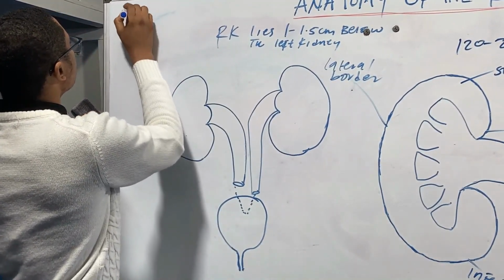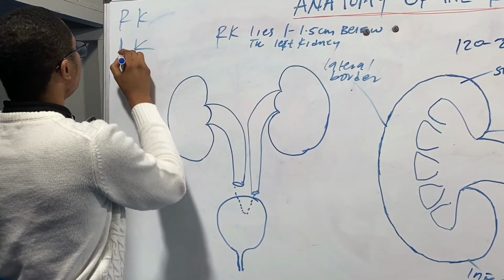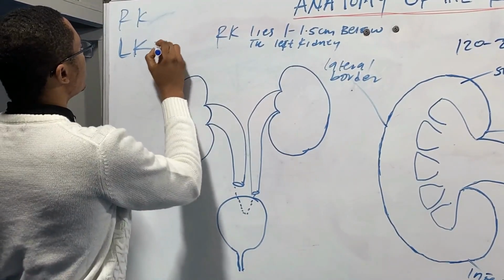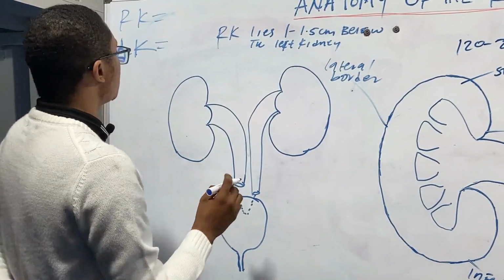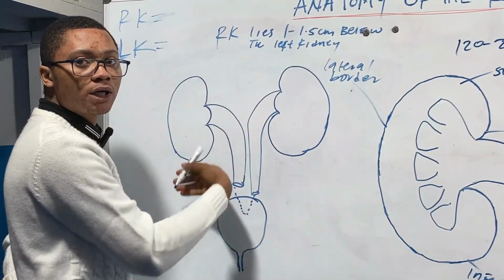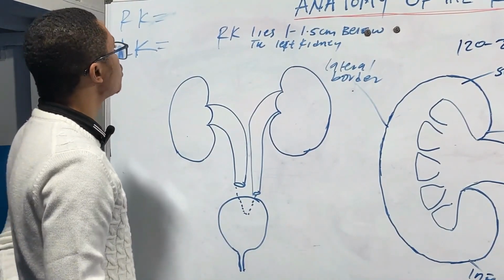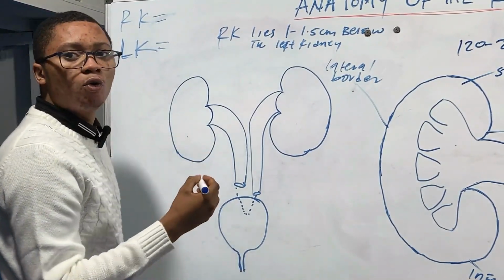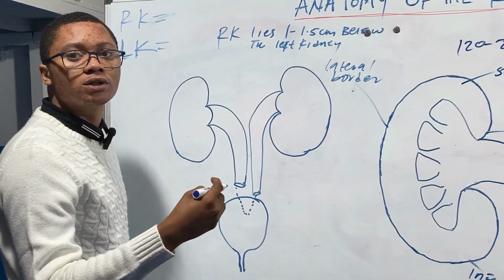This is the right kidney, and this is the left kidney. So here we're talking about their skeletotopy. The total length of the kidney is from T12 to L3. So let's see now which kidney lies on T12 to L3 and which one lies on T11.